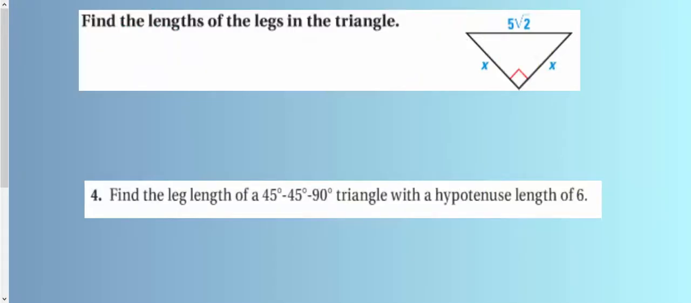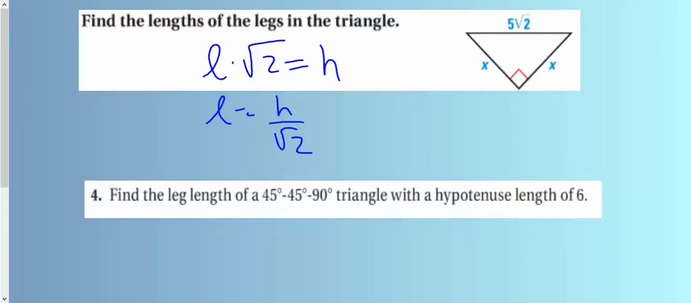Now, let's say they give you the hypotenuse. You want to go backwards. So leg times square root 2 equals hypotenuse. So if I have the hypotenuse and I want to figure out the leg, leg equals hypotenuse divided by the square root of 2. Okay, so if I take the hypotenuse and divide it by the square root of 2, that's going to give me the leg. So I'm just going backwards. So I have 5 root 2 divided by root 2, and that gives me 5. So both of those legs are 5 there.